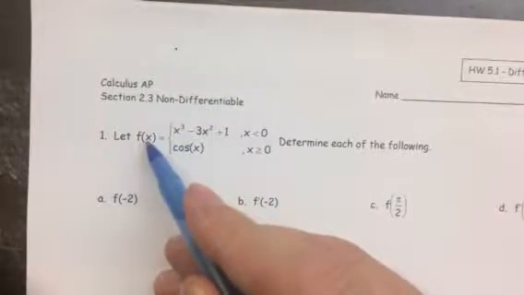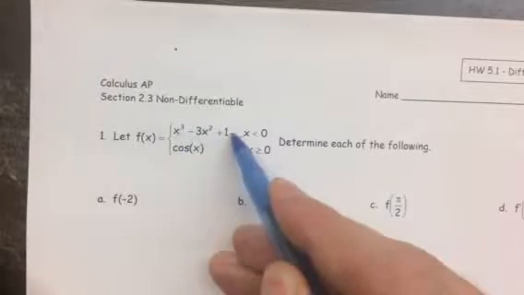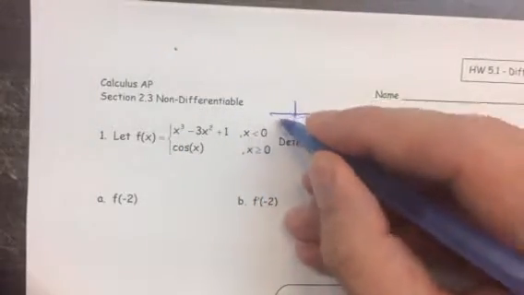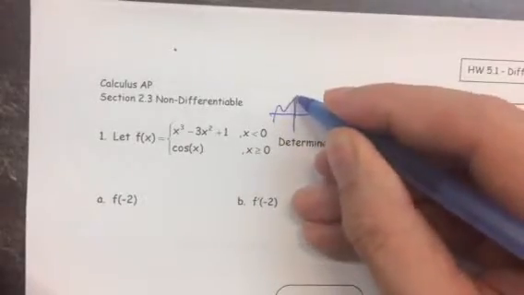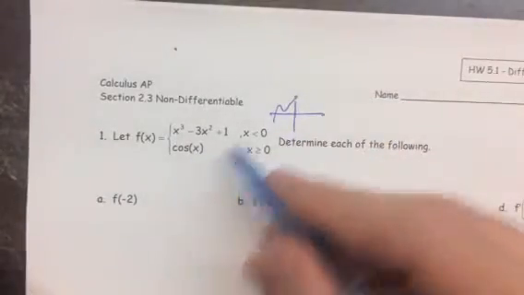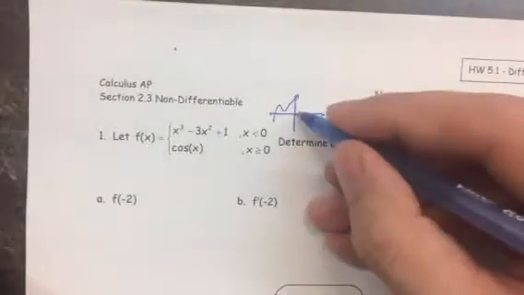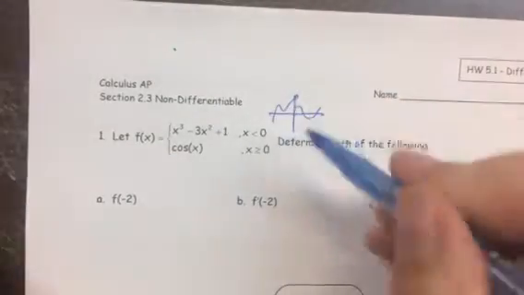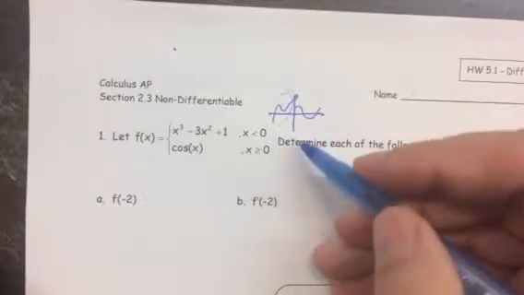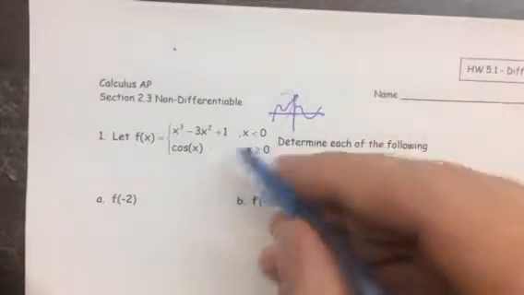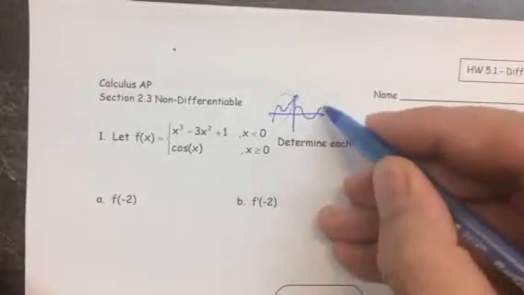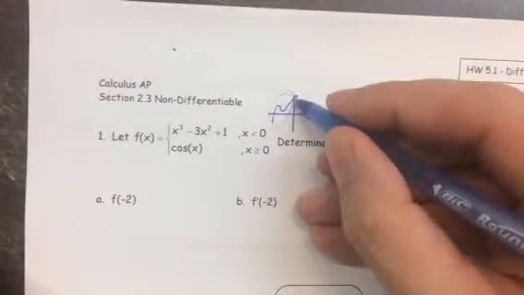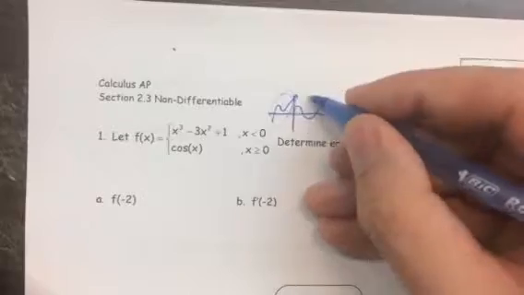This says that the function is this cubic polynomial when x is less than 0. So to the left of 0, we've got some sort of cubic polynomial, and then to the right of 0, we've got cosine of x. And we know that this part's differentiable because cubics are differentiable, and we know that this part's differentiable and continuous because cosine is continuous and differentiable. What we don't know is, does it meet up here and is it differentiable here?